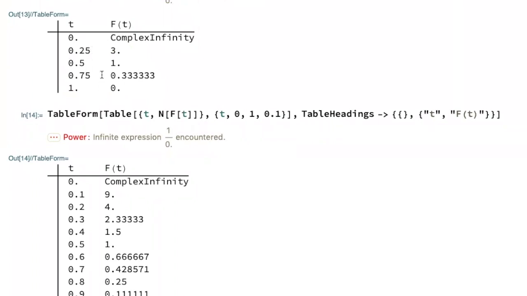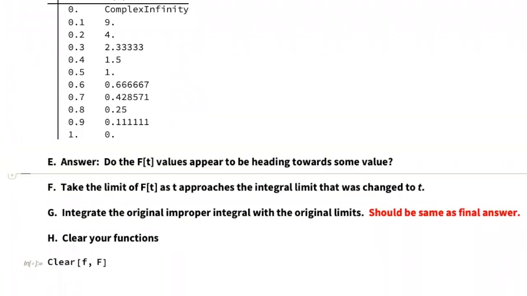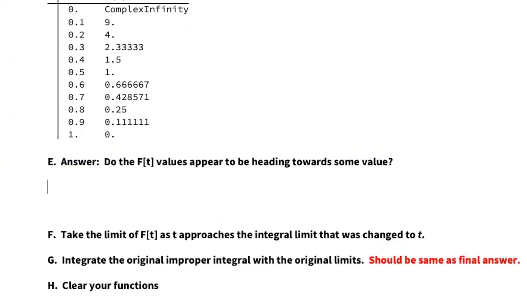So you can see my values are getting bigger in my capital F of t column. In the next table, again, you can see they're continuing to get bigger and bigger. And again, you can change your increments as many times as you need to convince yourself that, in fact, this one's just increasing without bound. So for this one, I would say, do the capital F of t values appear to be heading towards some value? I'm going to change to text, and I'm going to say, no, the F of t values as t approaches 0 seem to be increasing without bound.